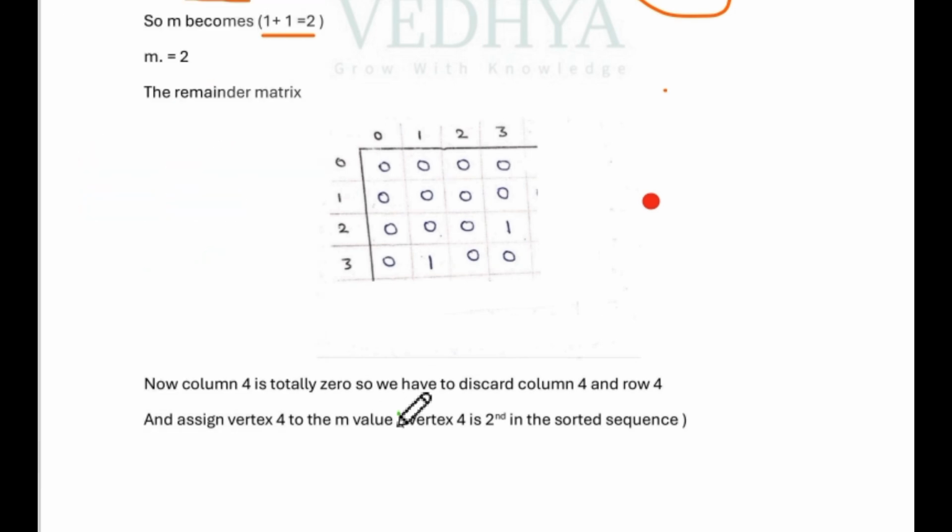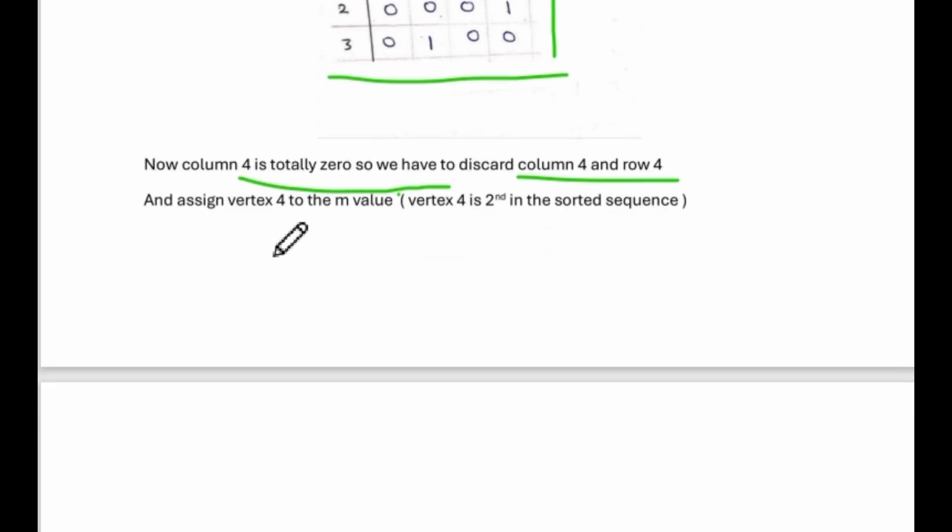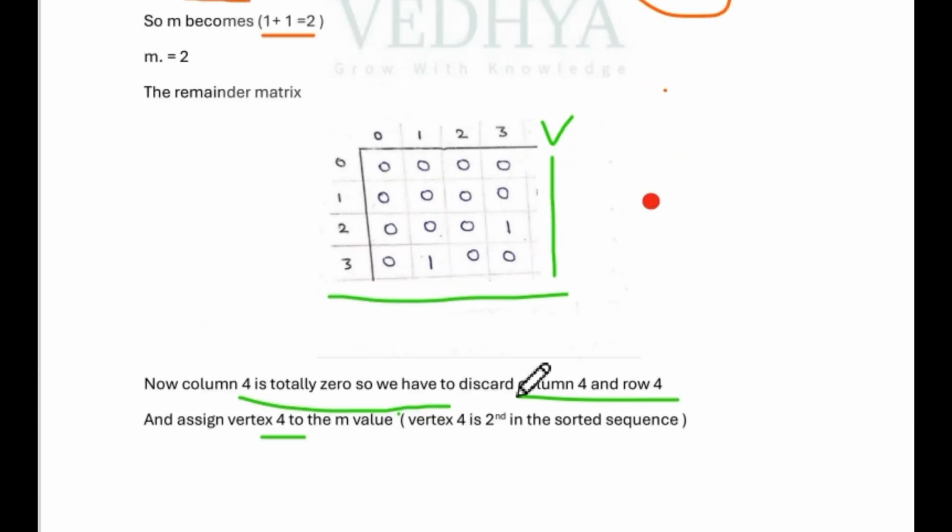Column number 4 is 0, so we have to discard column 4 as well as row 4. So we have to check the column and discard the column and row also. Assign vertex 4, column number 4 represents vertex 4. The M value is 2, so vertex 4 is the second position holder in the sorted sequence.